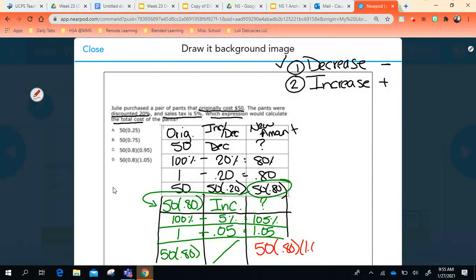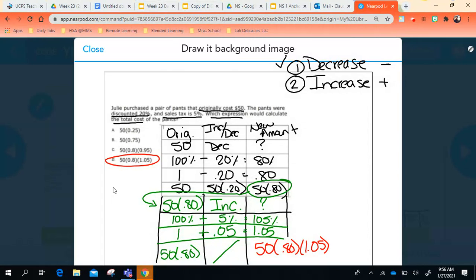Because I understand three people talking at the same time. It all sounded fantastic. So it's 50 times 0.80 times 1.05. So now I'm going to come up and look at my answer choices. It would be what? D. Good. So even though, again, it's not exactly the same because here I have 0.80, 0.8 is still the same thing. So my answer is D.